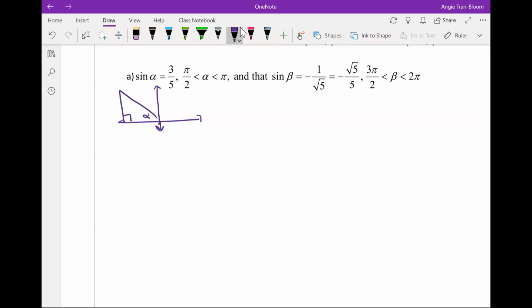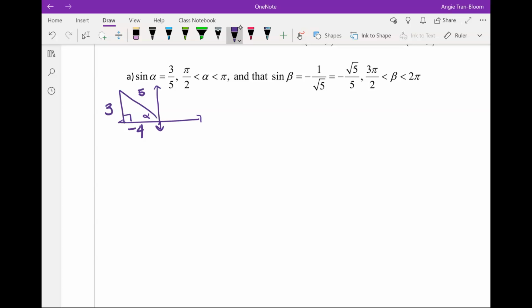Do we know anything about this alpha? What do we know? Sine, it's opposite over hypotenuse. Do we know the adjacent leg? What is it? It's 4, but so close. In quad 2, -4. That's why the quadrant is important, because you're going to have the wrong sign.